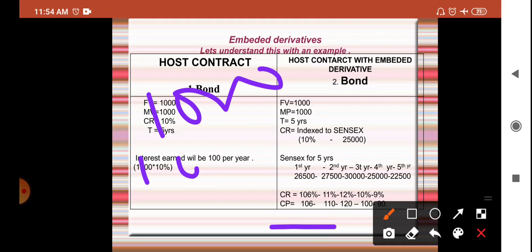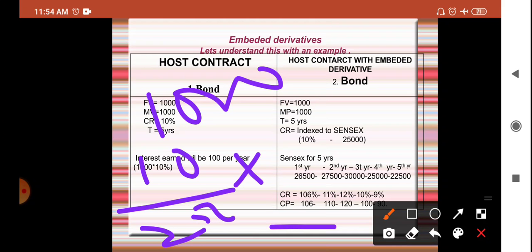Next, 10% divided by 25,000 into 27,500, the value will be 11%. So 1000 into 11% will be 110. Same here, 10% divided by 25,000 into 30,000 will be 12%. So 12% into 1000 will be 120. Same, 10% divided by 25,000 into 25,000, the interest will be 10%. So 10% of 1000 will be 100. Next, 10% divided by 25,000 into 22,500, the interest will be 9% in the fifth year.